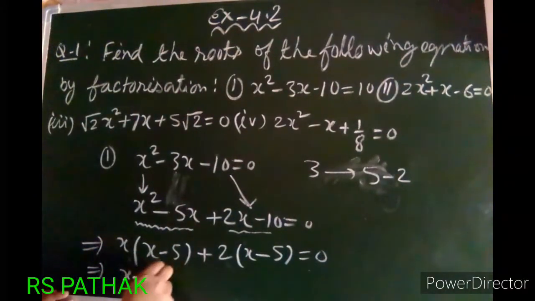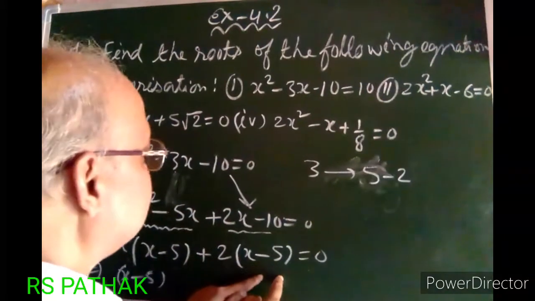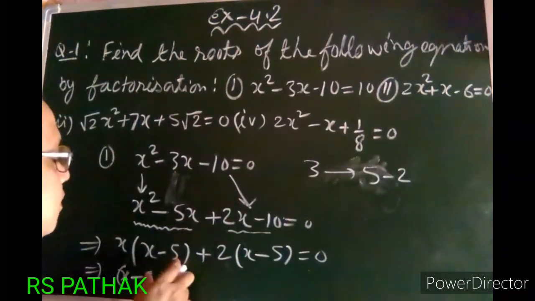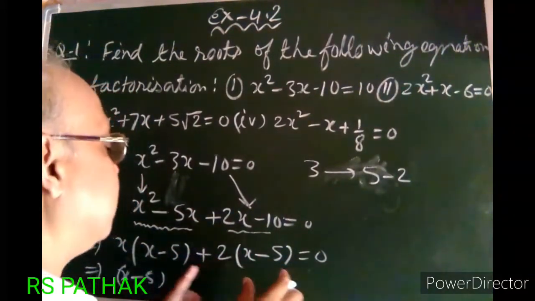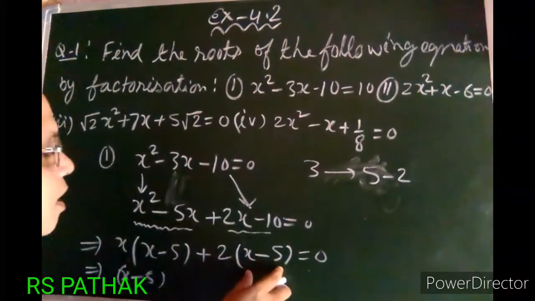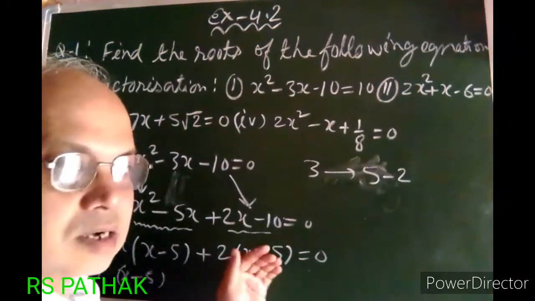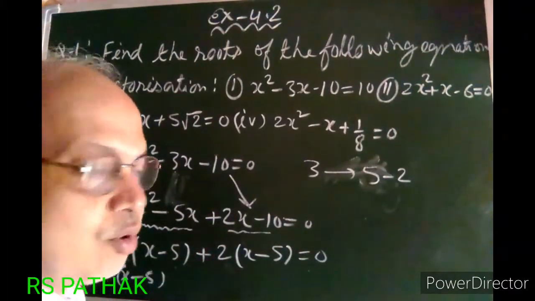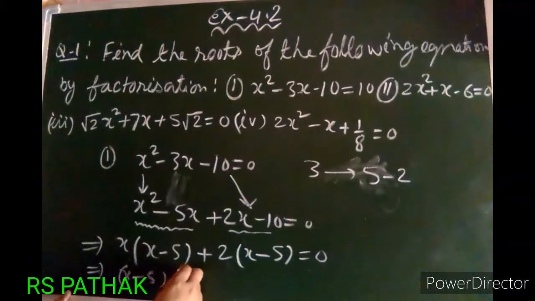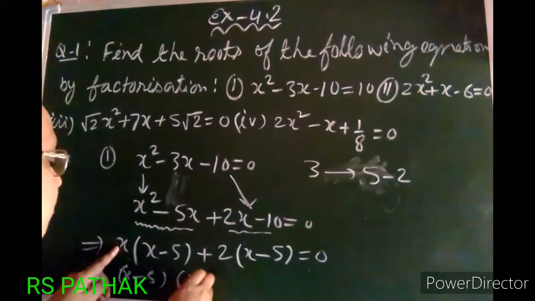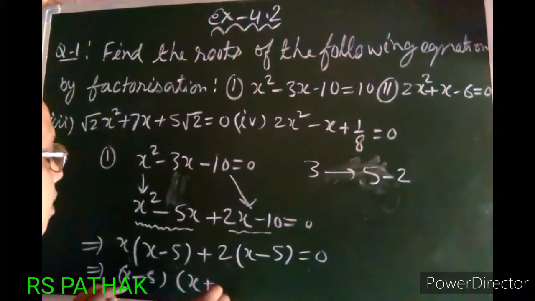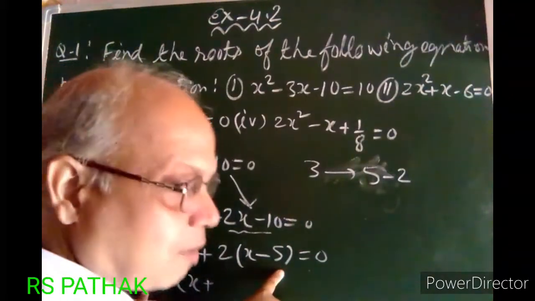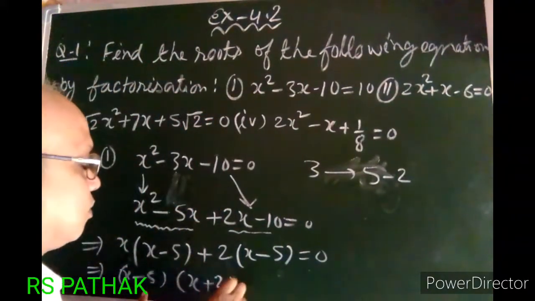x minus 5. Both the quantities under the bracket are same, because x minus 5 is same. Therefore, I am taking the common as the whole bracket x minus 5. After taking the common, I will make the bracket. x minus 5 will divide x minus 5, x will remain same, plus x minus 5 will divide x minus 5, 2 will remain same, equal to 0.